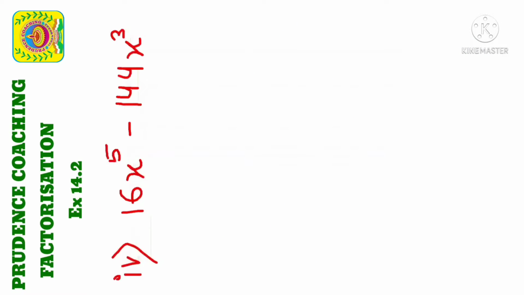Now let us start with the next sum. Here also as you can see we have two terms. One is 16x to the power 5, another one is 144 into x to the power cube.